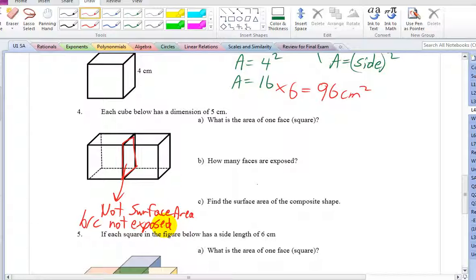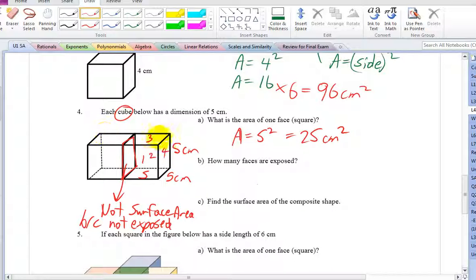Okay. All right, so let's start. Each cube below has a dimension of 5 centimeters. So that means this is 5 centimeters. This is 5 centimeters. It is a cube. What is the area of one face? 25 centimeters. Yep. Area equals 5 squared equals 25 centimeters squared. How many faces are exposed? So now you have to count. 10, are you sure? Yeah. Yeah, positive? Yeah. You're right. Okay, so we went 1 on the front, 2 on the back, 3, 4, 5.